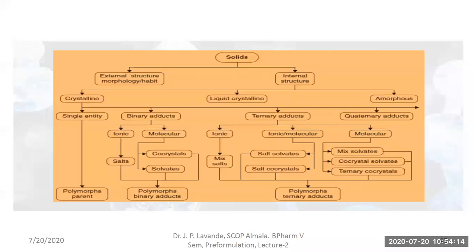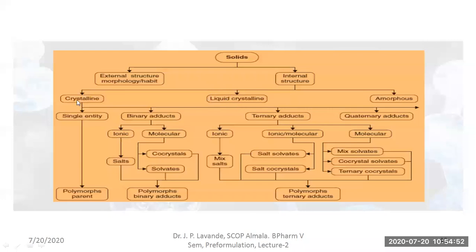Here you can see the classification of solids based on the internal structure and the external structure. These are classified into two major classes. The internal structure is further subdivided into the amorphous form, which does not have long range order, then the liquid crystalline form, which has slightly longer order, and the crystalline form, which has the longest order. So the liquid crystal is in the intermediate state.